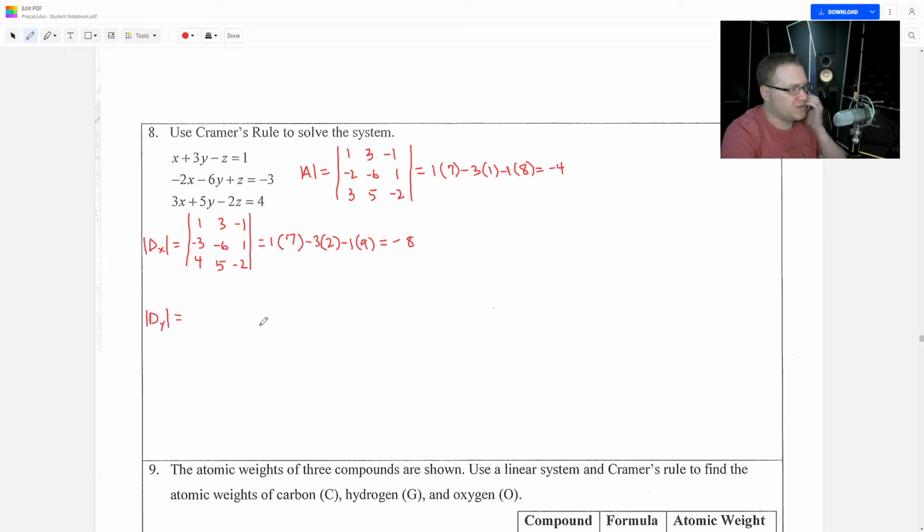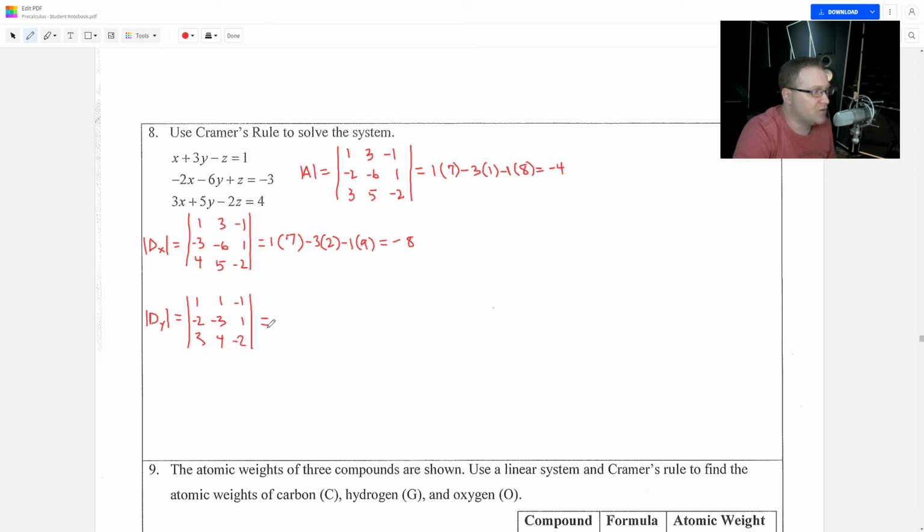Now, how do we find dy? Again, we're just going to take out all of the y coefficients, so 3, negative 6, 5, and we're going to replace them with 1, negative 3, 4. So everything else stays the same. So we have 1, negative 2, 3, 1, negative 2, 3, and then we have 1, negative 3, 4, and then the third column stays the same: negative 1, 1, negative 2.